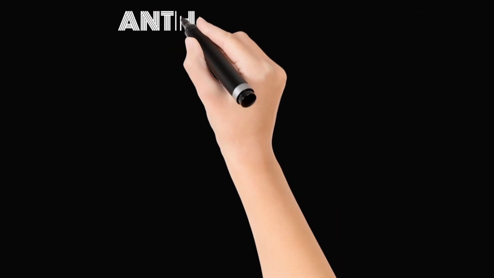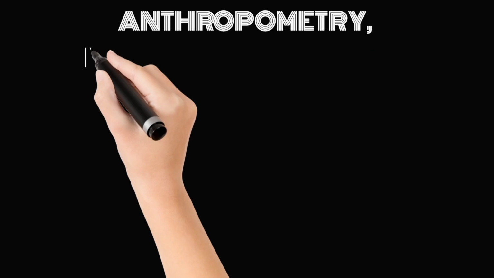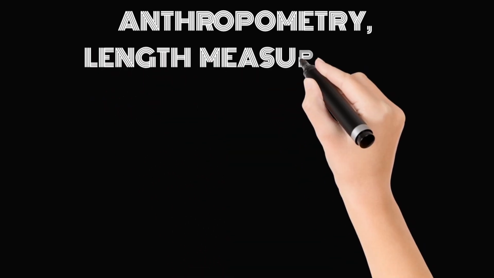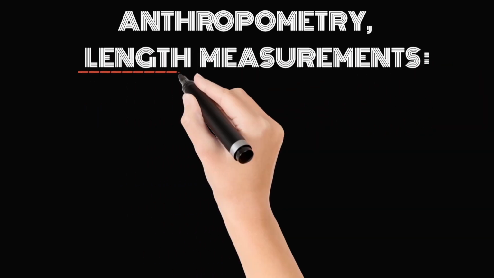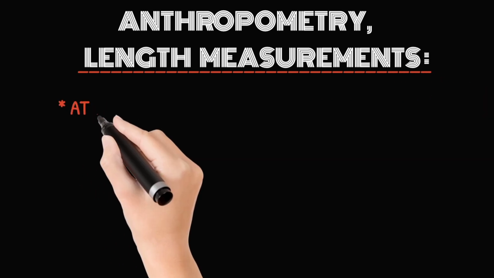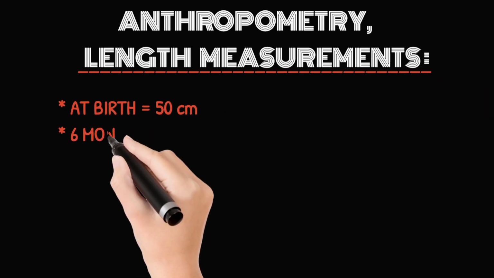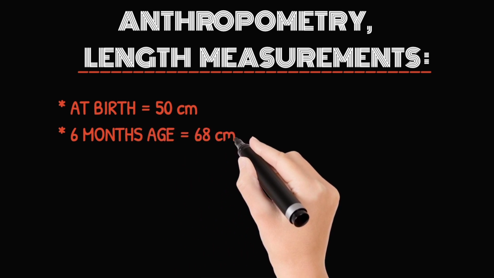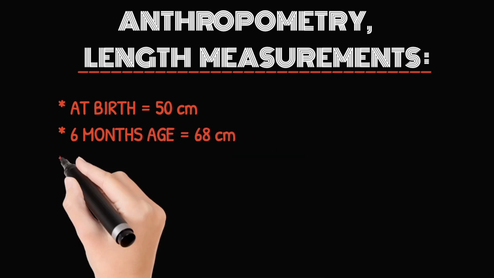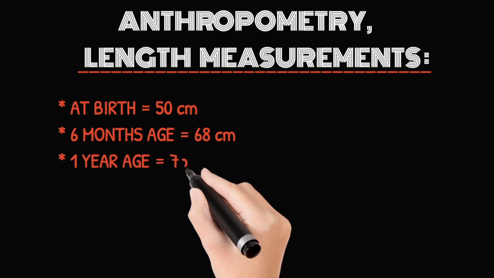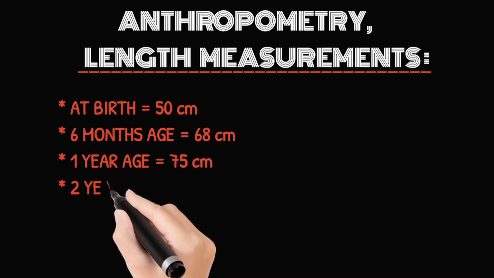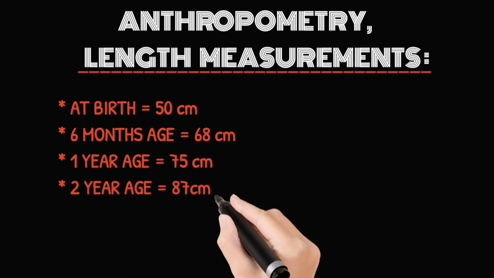Now let's discuss anthropometry length measurements. So here we will discuss length of the pediatric patient in different age groups. So at birth it is around 50 centimeter, and at 6 months of age it is around 68 centimeter. At the first year of life it is 75 centimeter, and at 2 years of life it is 87 centimeter.